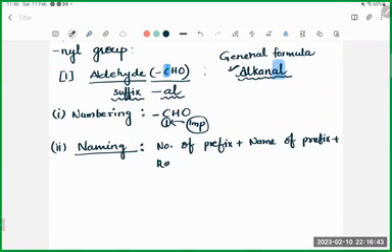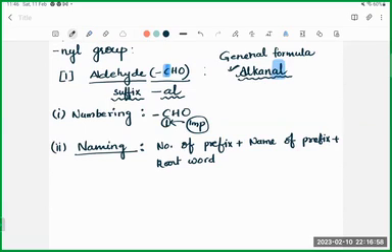Then we go for the root word. Remember the root word: carbon 1 is meth, 2 is eth, 3 is prop, right? So we see only the parent carbon. We do not see the hydrogen. Hydrocarbon it is called, but only carbon is considered.